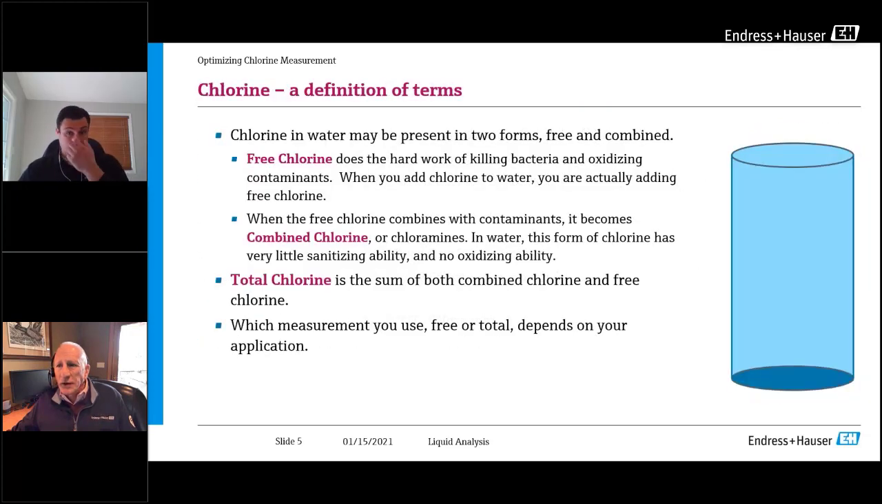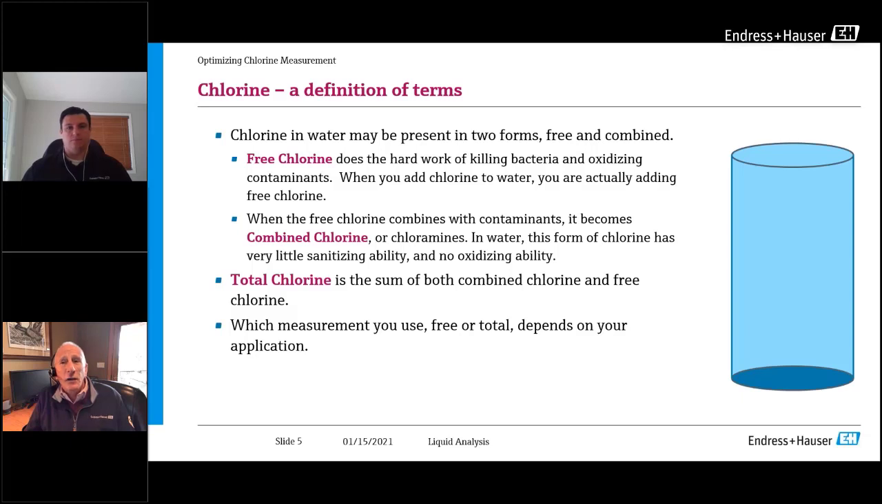So let's talk about the different forms of chlorine. And I like to use this illustration as a way to describe the difference between what we call free chlorine, combined chlorine, and total chlorine. And oftentimes someone will say, I want to make a chlorine measurement. Well, you really need to differentiate between whether that measurement is a free chlorine measurement or generally a total chlorine measurement. So when we talk about chlorine, it's going to be present in one of those three forms generally.